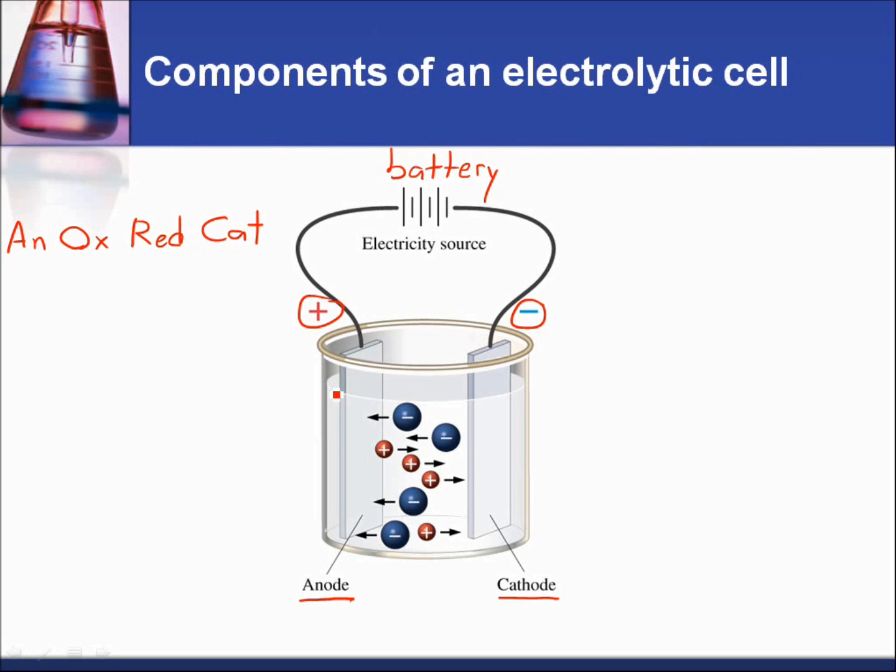Now one thing that students often leave out is a line like this to show that there is a solution in the container. Okay, and that solution is called the electrolyte. Okay, so an electrolyte is a solution that conducts electricity. So the electrolyte here is the molten salt. Okay, so molten means melted. Okay, and that's the electrolyte.